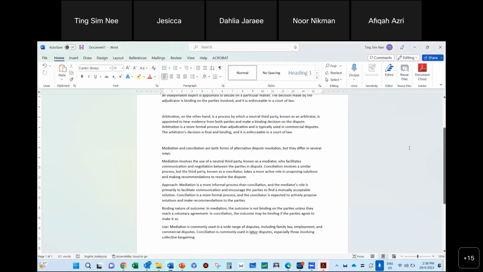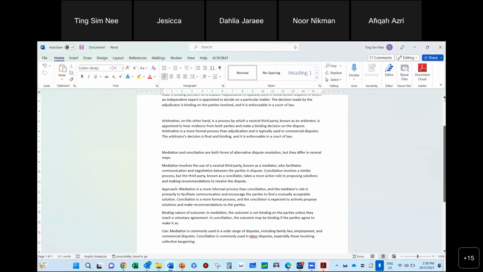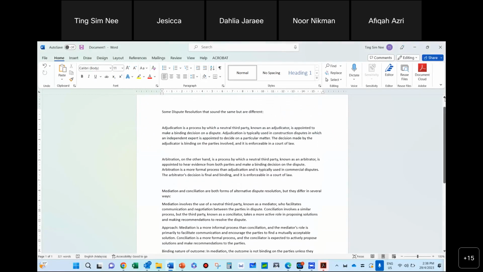A lot of people get it confused with arbitration, because arbitration also involves a third party. But arbitration is like a mini court. It's like a hearing. You set up the environment, not a court environment, but the situation is almost like a court, and the person hearing you is an arbitrator, not a judge. But adjudication is not like that.